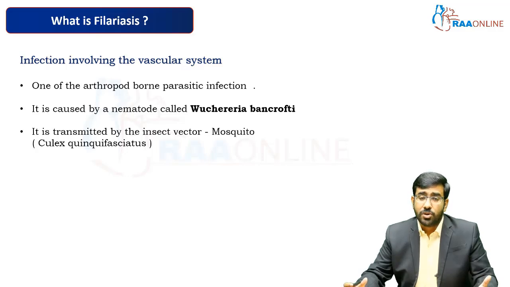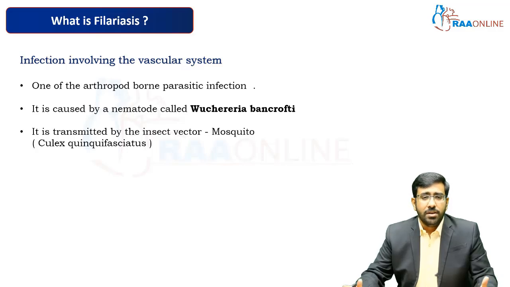It is one of the arthropod-borne parasitic infections. It is transmitted by the bite of a particular mosquito called Culex, and the species is Culex quinquefasciatus. This particular organism harbors the L3 filariform larvae, and when it bites us, it injects them, and the organism causes infection.